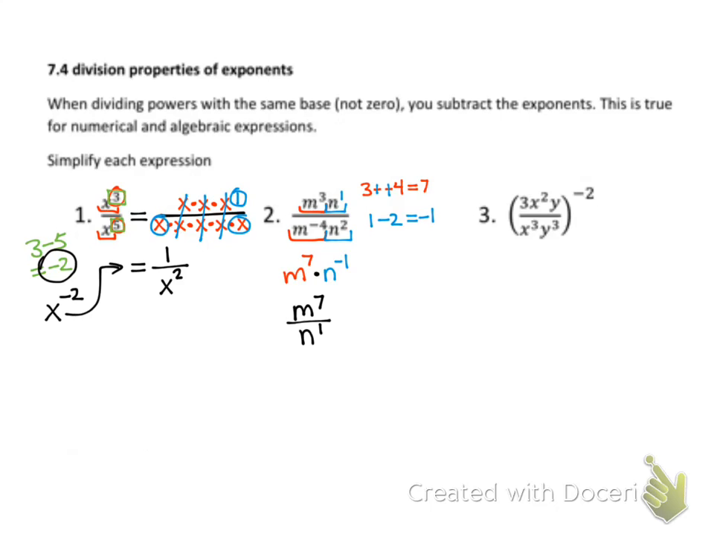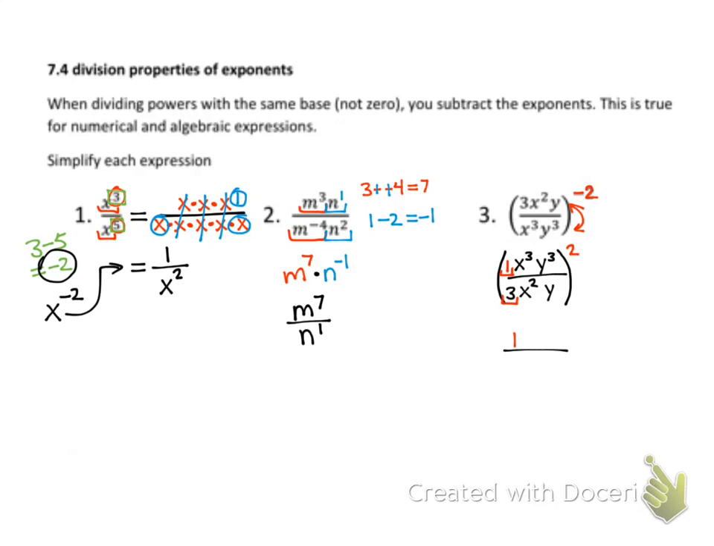For the last example, we have the negative exponent on the outside. Well, what we've learned is that with negative exponents, we just move things around. So 3x squared y over x cubed y cubed to the negative second, we want to write the reciprocal of that: x cubed y cubed over 3x squared y. Notice that we have the second power now, so we took the reciprocal of that.